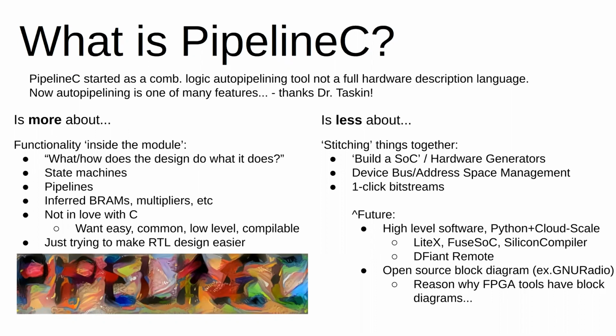But PipelineC is less about, on the right-hand side there, stitching things together. There are a lot of great high-level tools, to name some, LiteX, FuseSoC, silicon compilers, coming in there for being able to stitch a lot of different IP from a lot of different languages together in a build flow, package-manager-ish kind of sense. And I think there's a great future in that. It's just not necessarily what PipelineC is focusing on. Things like building a system on chip with a click and a few generators, it's not doing that. It's not managing your CPU's bus and address space. It's not doing full bitstream generation for you.